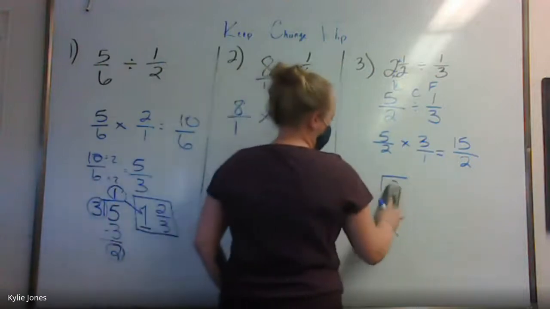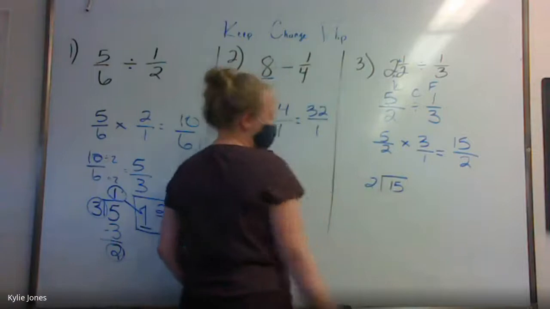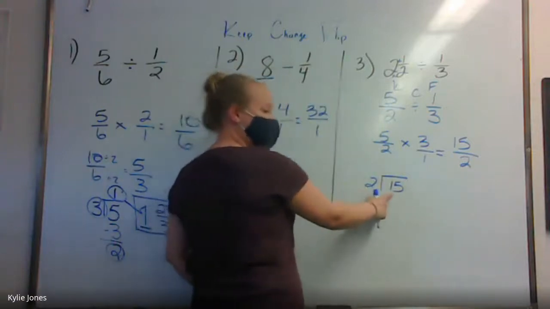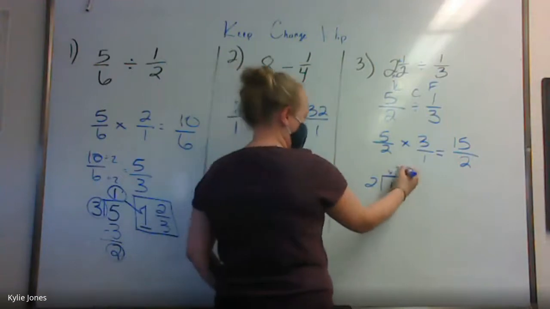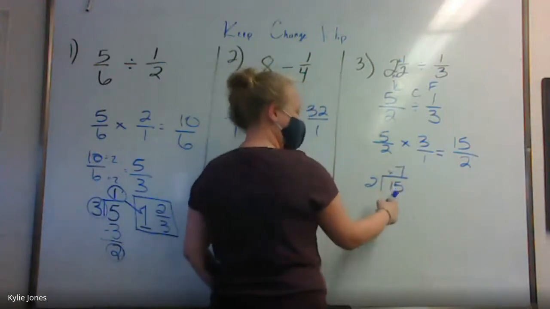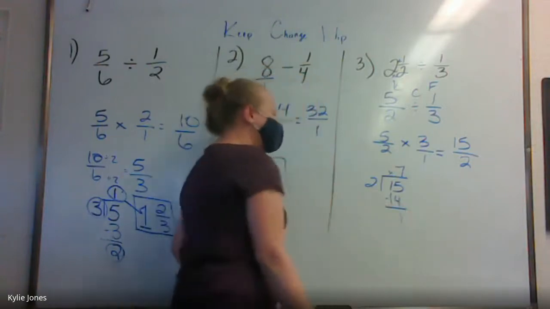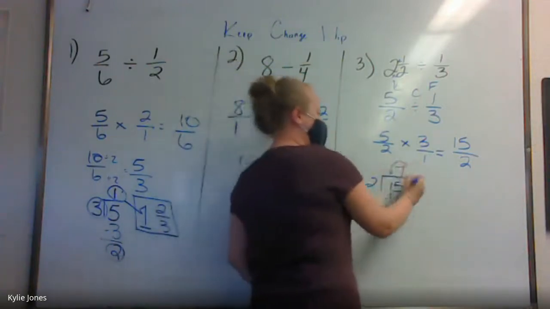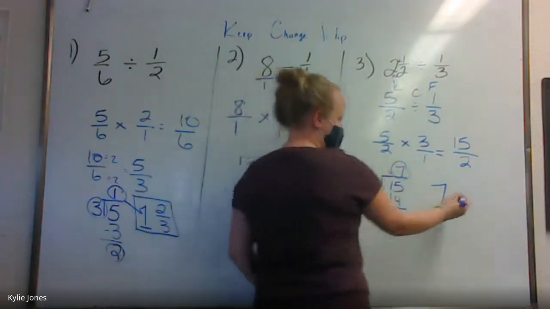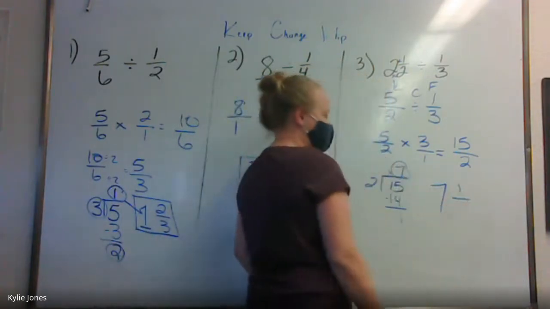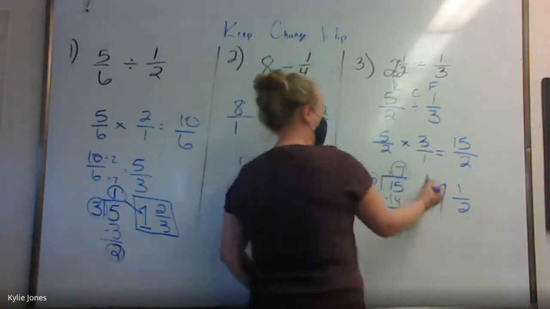Good. So the 15 goes inside the hat. 2 goes on the outside. Does 2 go into 1? No. Does it go into 15? 7 times. What's 7 times 2? 14. Try to get 1. So, again, our whole number is the big number, 7. So the remainder is our numerator, and then 7 and 1/2. Whatever we divide by is our denominator.